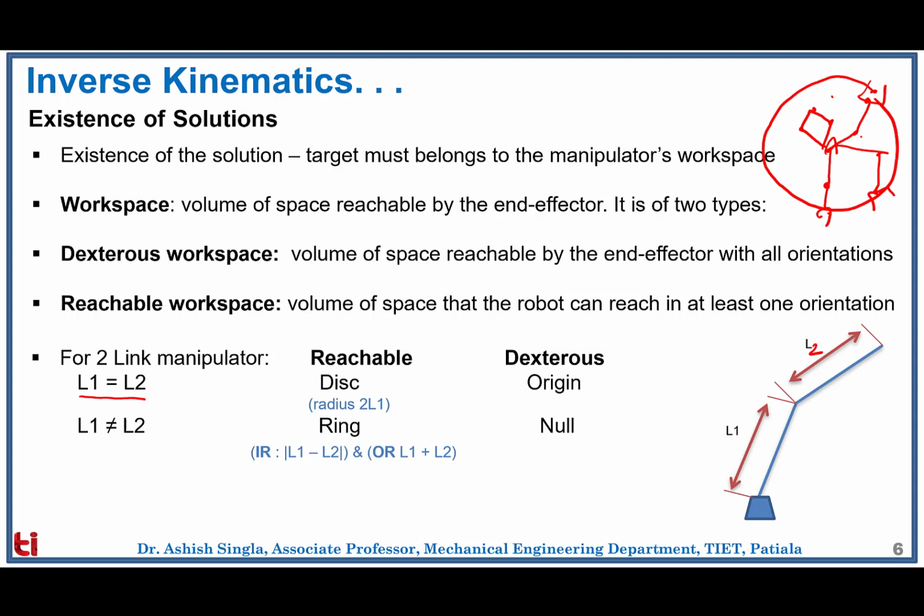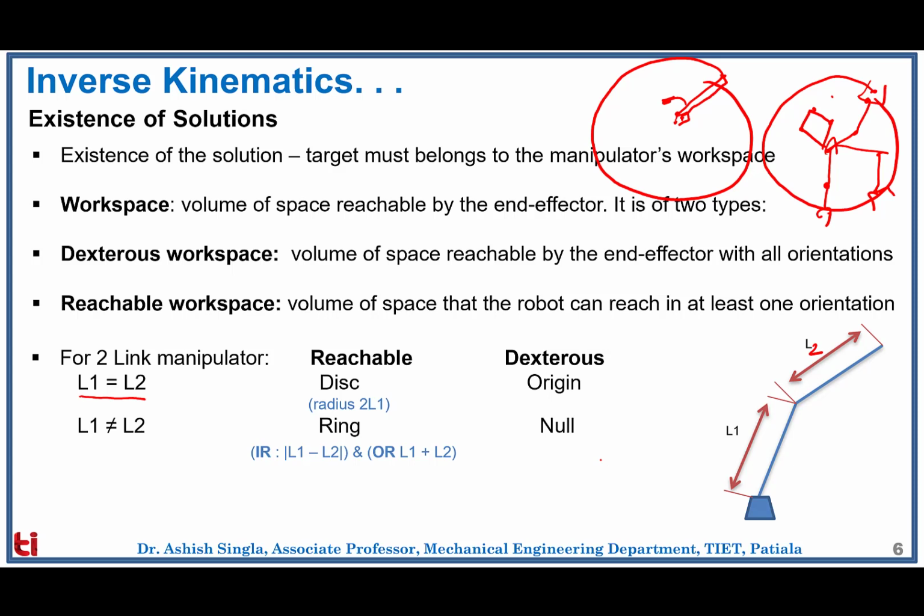But is there any point which can be reached in all possible orientations? That is the origin. If L1 and L2 are equal and the robot is folded back, then if you rotate theta 1 through 360 degrees, the origin can be reached in all possible orientations. That is called the dexterous workspace. So if L1 is equal to L2, the reachable workspace is the whole disk having radius 2L1, whereas the dexterous workspace is the origin.